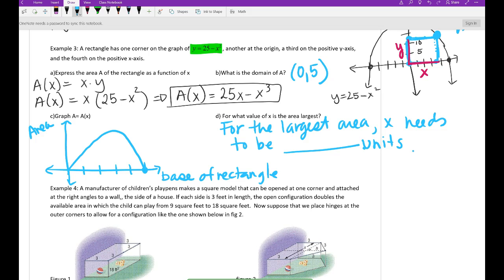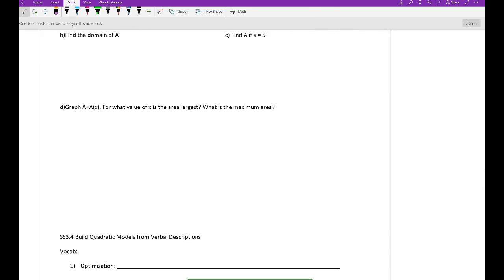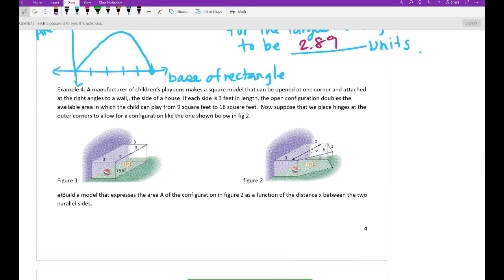So what's the blank spot? 2.89. As a rule of thumb, keep 2 decimal places if it doesn't say otherwise. All right, example 4 has multiple parts, and I don't think I can finish that in time, so I'm going to stop right here.